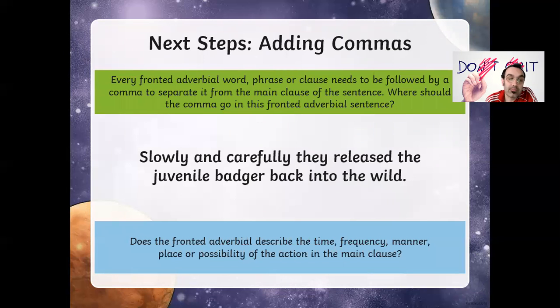Where should the comma go in this fronted adverbial sentence? So have a go. Pause the video now and read the sentence and have a go. Slowly and carefully, they released their juvenile badger back into the wild. Can you spot where that comma will go? Yes, well done. Slowly and carefully. And did you guess what type of fronted adverbial? Yes, manner. So it tells us how the badger was released back into the wild.